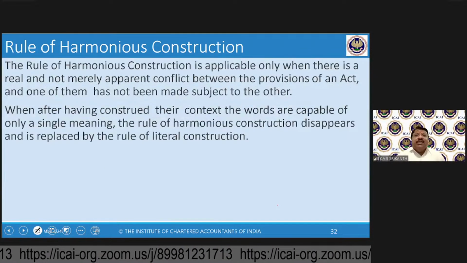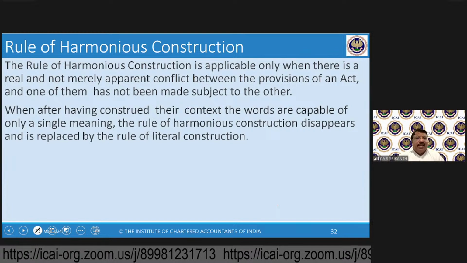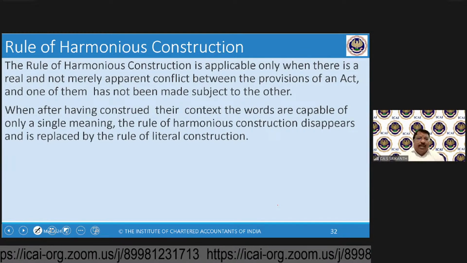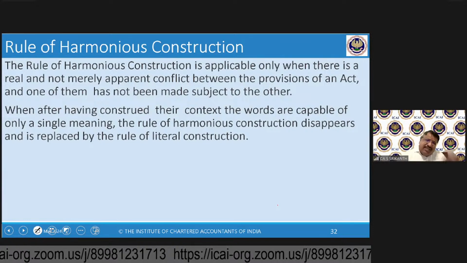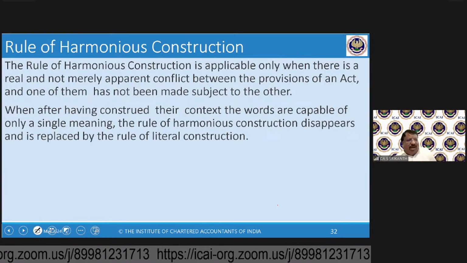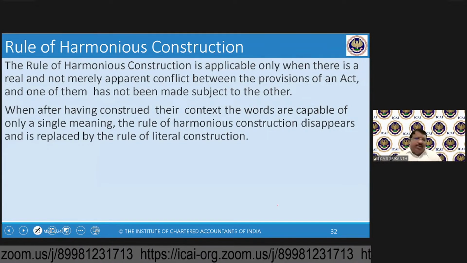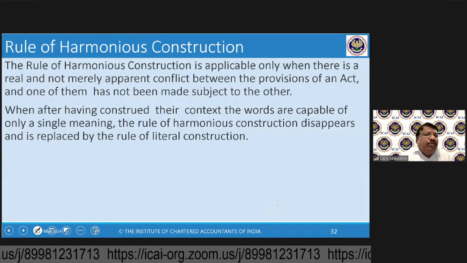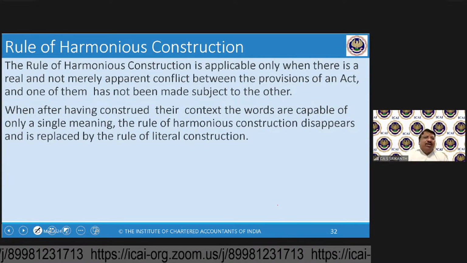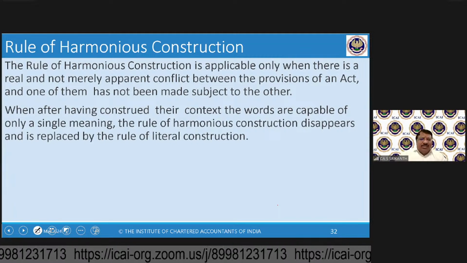The rule of harmonious construction is applicable only when there is a real and not merely apparent conflict. As I told you, apparent conflict will happen where you can clearly say, hey, this is applicable only in this situation. Otherwise, that will only happen like that. When after having construed their context, the words are capable of only a single meaning, then you cannot use harmonious construction.